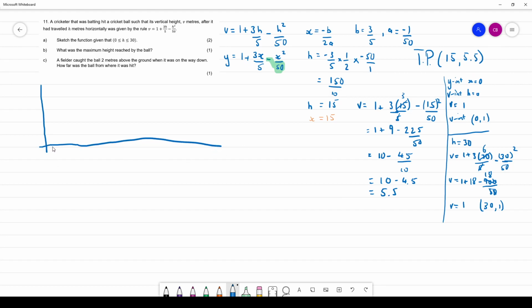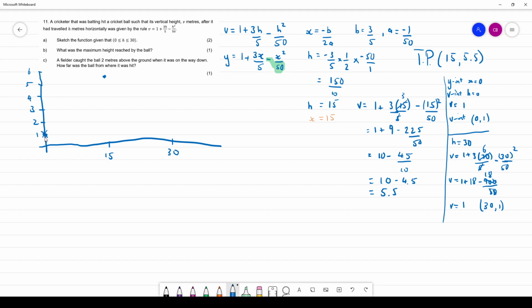Oh, it's a beautiful straight line. I'll put just 30 here. Please use a ruler. I'll put 15 here. Please use a ruler. My height of 1 is here. 2, 3, 4, 5, 6. Let's just draw that up. So 15, 5.5 is just here.